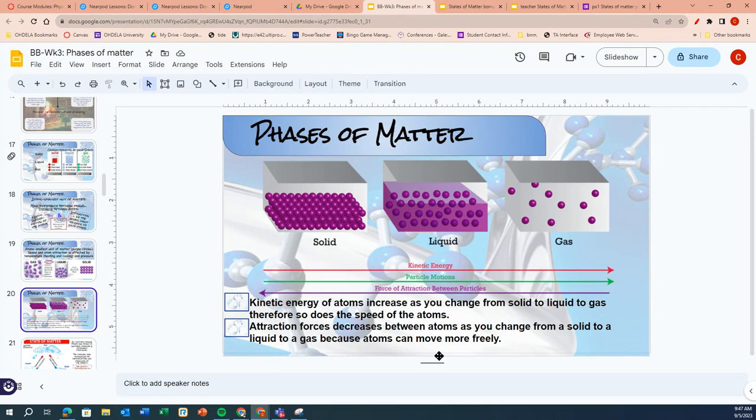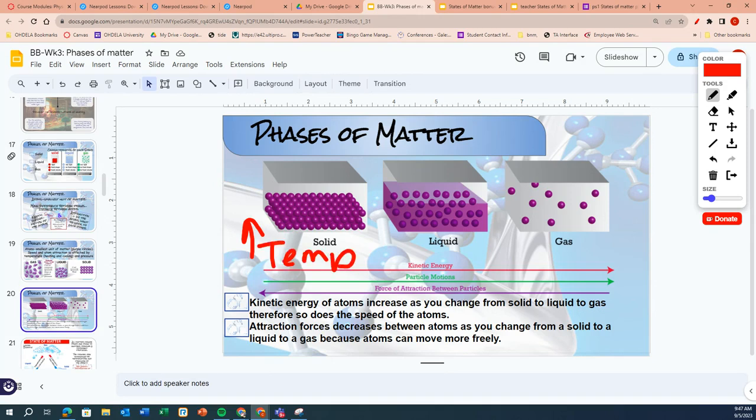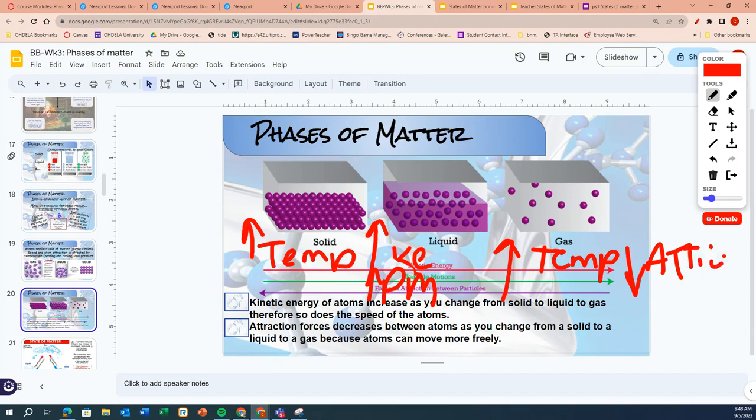As we increase the heat, this is called a direct relationship. Direct relationship means if I increase the temperature, the kinetic energy increases. KE goes up, particle motion, PM, goes up. So that's a direct relation: as one goes up, the other goes up, or if one goes down, the other goes down. But as the temp goes up, the attraction goes down. That's what they call an inverse relationship. Inverse just means as one goes up, the other goes down.